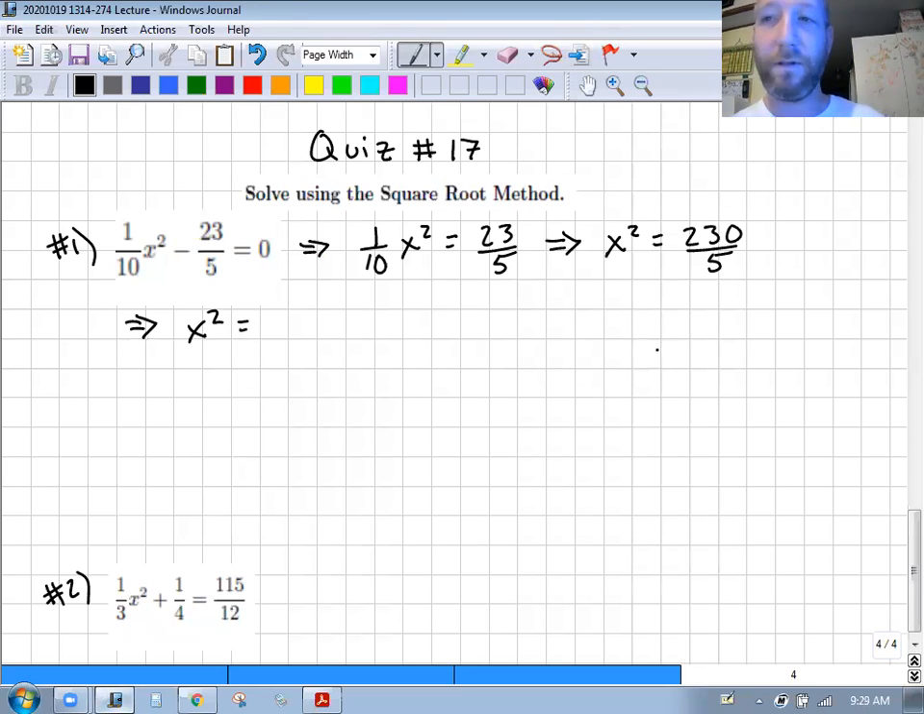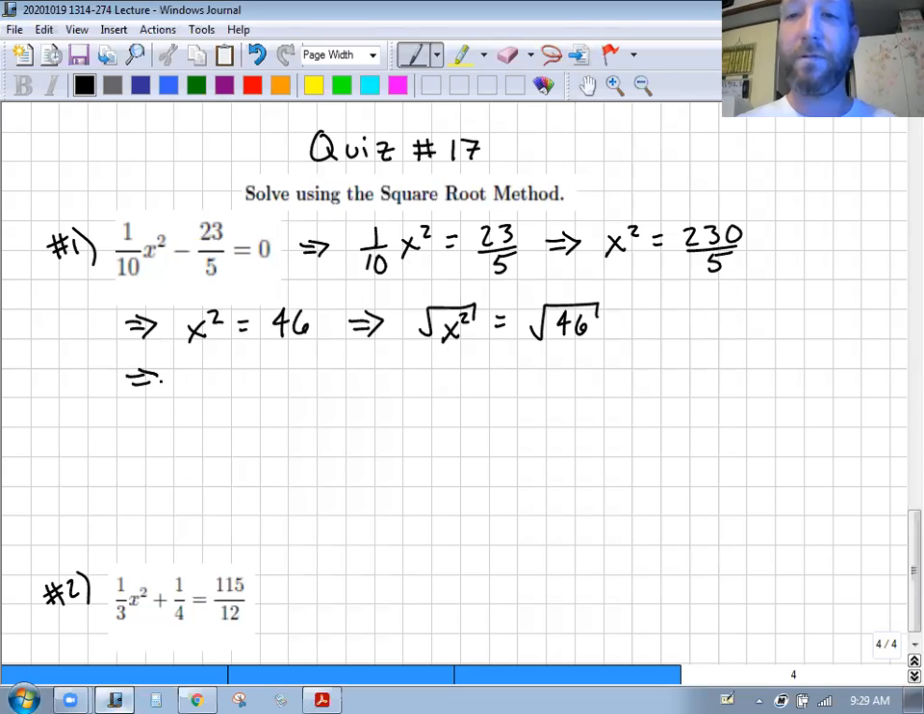Let's see, 230 divided by 5 is 46. Okay. So if we square root both sides, we end up with that. The square root of x squared is the absolute value of x.